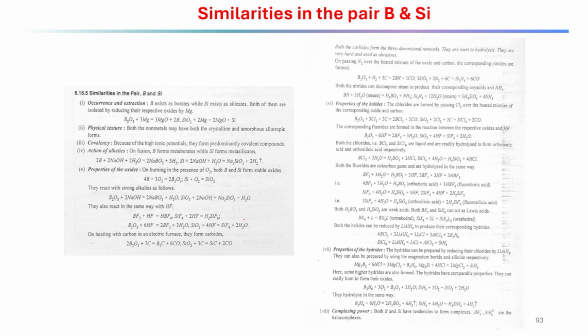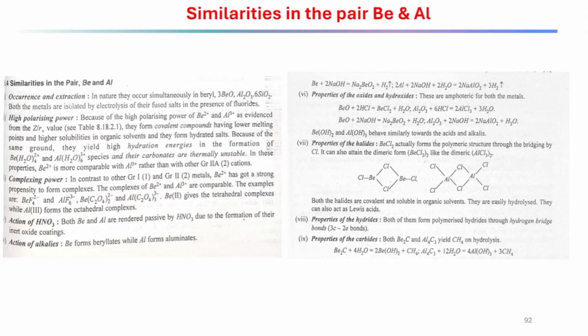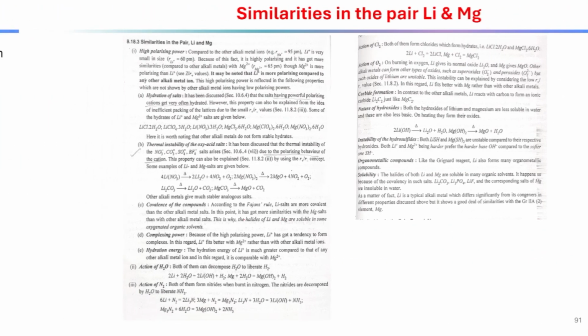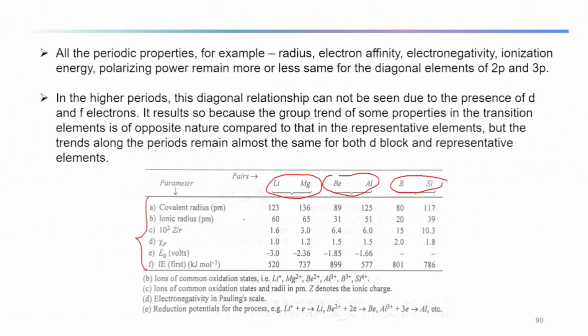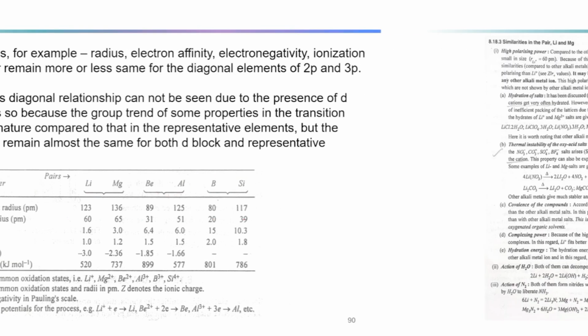So there are multiple properties that are similar between these pairs, or the elements which are showing diagonal relationships: lithium and magnesium, beryllium and aluminum, and boron and silicon.